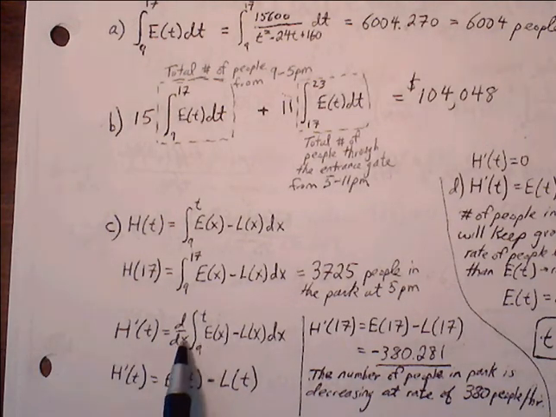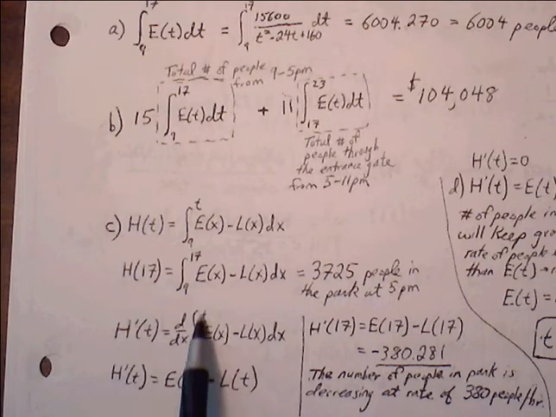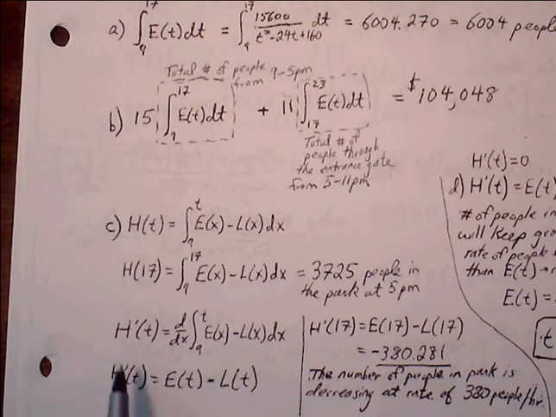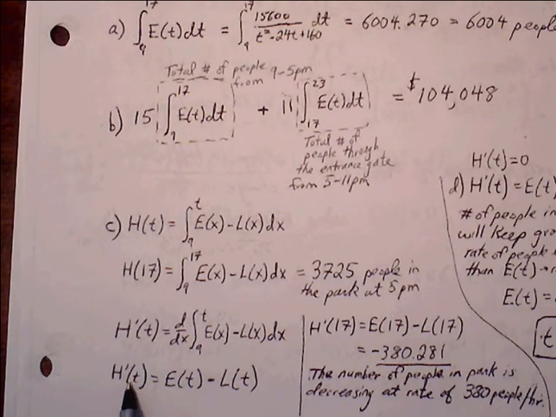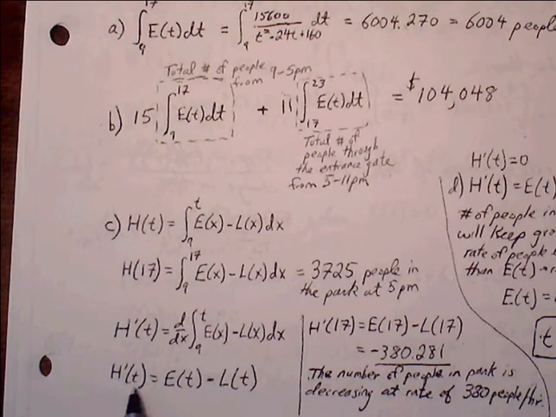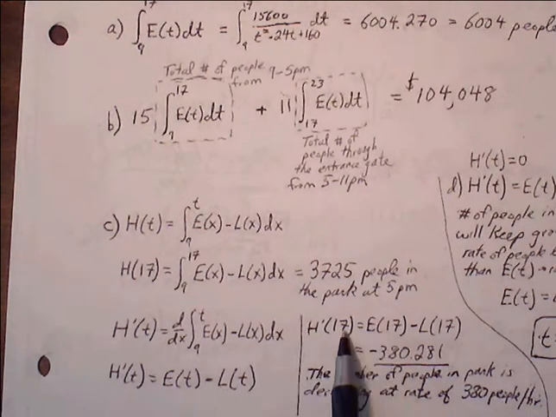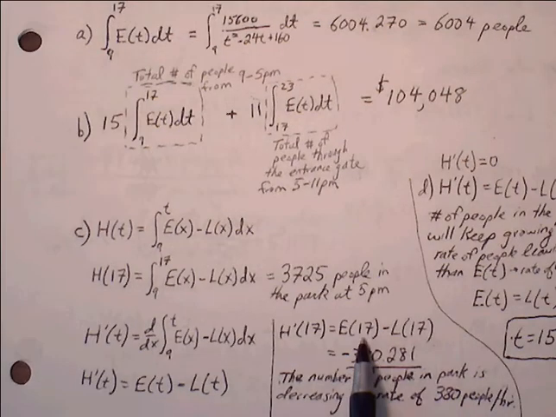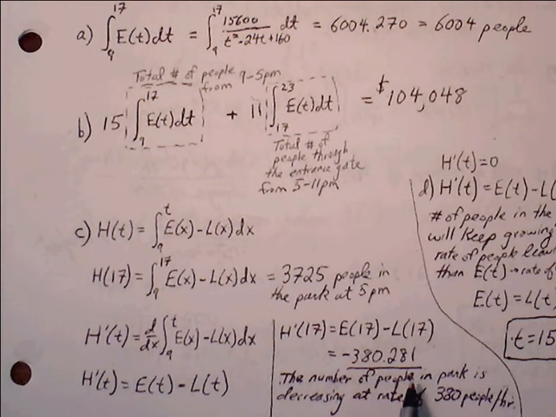Using the second fundamental theorem of calculus, we just have to plug in the upper and lower bound, so E of t minus L of t. So H prime will represent the rate at which the number of people is entering or leaving the park. If we want to find H prime of 17, then it'll be E of 17 minus L of 17, which ends up being negative 380.281.